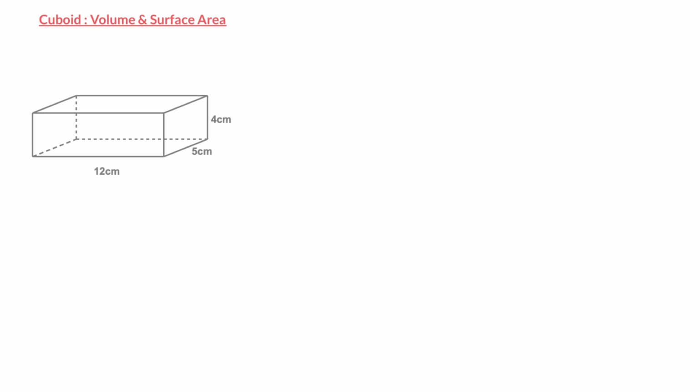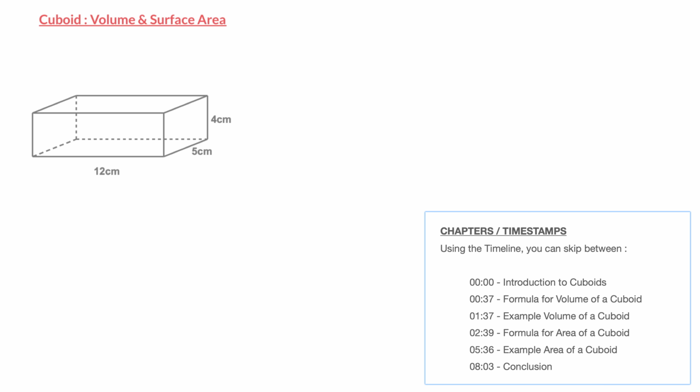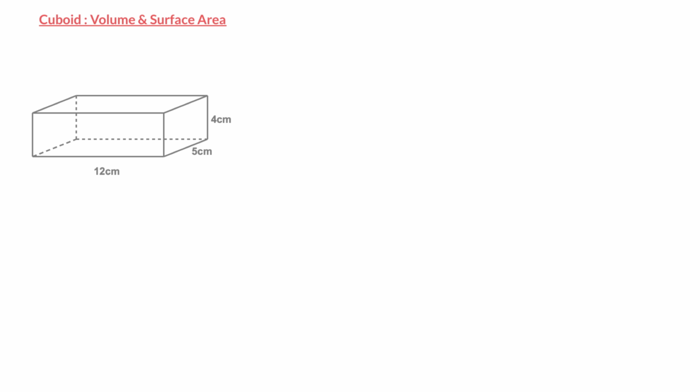Let's see how to calculate the volume as well as the surface area of a cuboid. And before we start, let me quickly remind you or introduce you to what a cuboid is. A cuboid is a three-dimensional solid which has 6 rectangular faces. In other words, all 6 of the faces that form this cuboid are rectangles, and they are all at right angles to each other. And now that that's out of the way, we can get started.